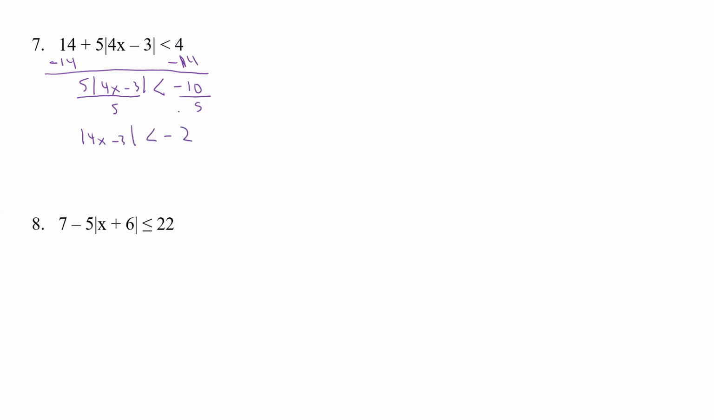Okay. And so now we have a less than. So what it's going to be is we're going to have the opposite of this, which is 2. That's going to be less than 4x minus 3 is less than -2. Because we have our a here, and then we have the opposite of a over here when we do that. Now we're going to add 3 to all three places. And so it's going to be 5 is less than 4x is less than 1. Now we'll divide by 4.